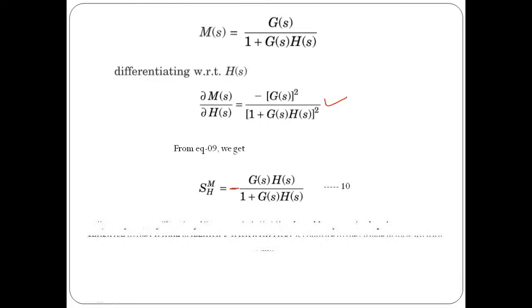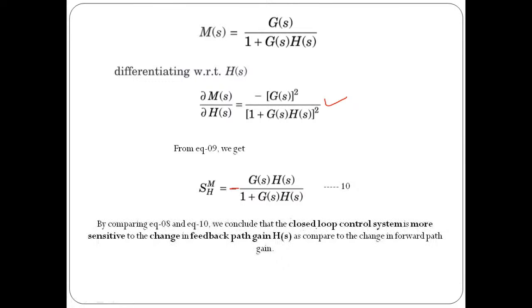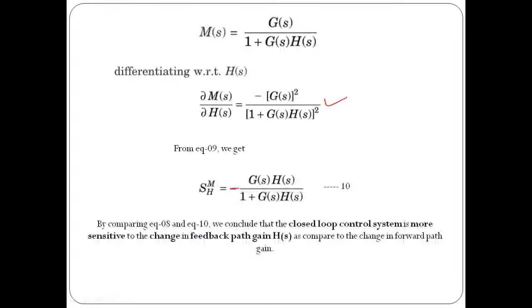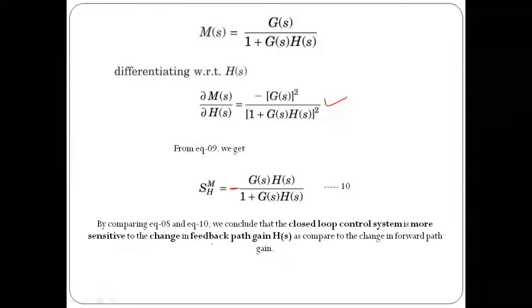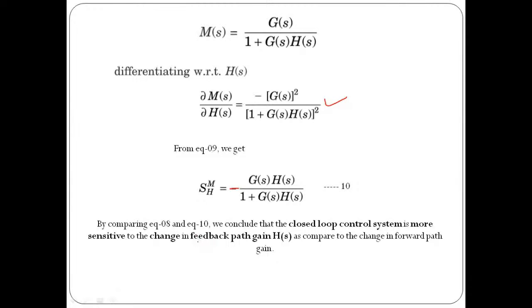So from this, we conclude that in the case of a closed loop control system, the sensitivity of the system is going to vary much more due to change in feedback path gain as compared to forward path gain, because the sensitivity of the system with respect to change in forward path gain is 1 upon 1 plus G(s) into H(s).